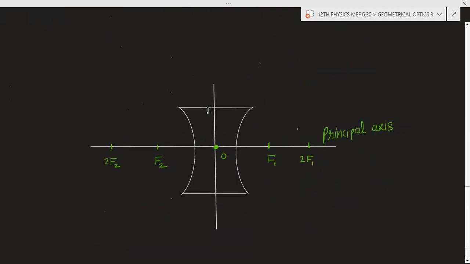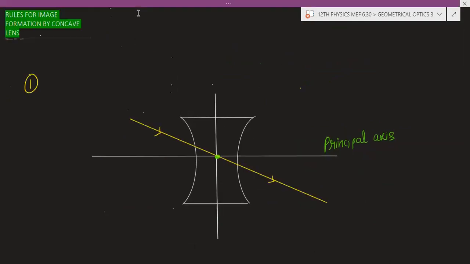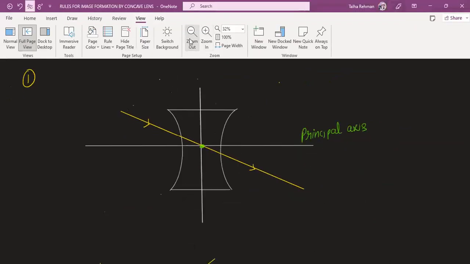Now we'll see the image formation by the concave lens. Okay, first write down or take a screenshot of this.